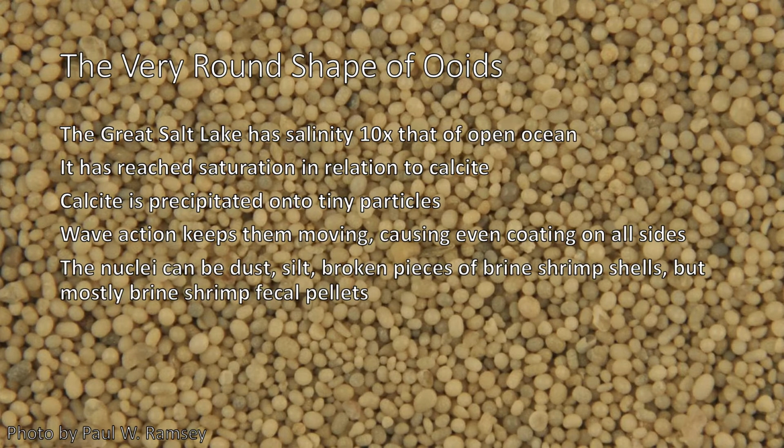The nuclei, so the starting point for each of these sand grains, could be windblown dust, it might be silt or clay brought in by the streams and rivers, it may be broken pieces of brine shrimp shells. But most of the ooids start off being precipitated on top of brine shrimp fecal pellets. So essentially, the entire beach is nothing but brine shrimp poop coated over in calcite.